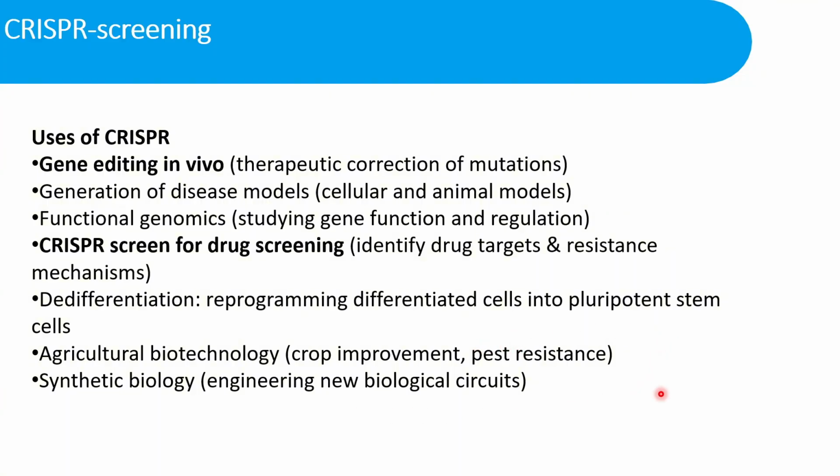So these were the uses of the CRISPR-Cas system, and the approach for using CRISPR for gene editing led to the Nobel Prize in chemistry in 2020.